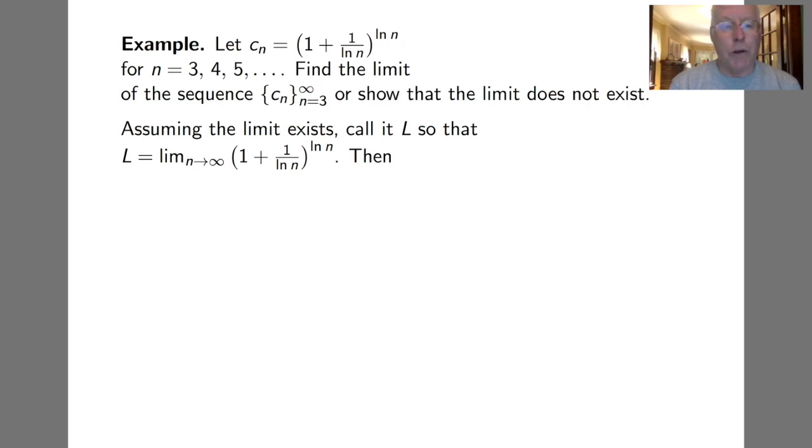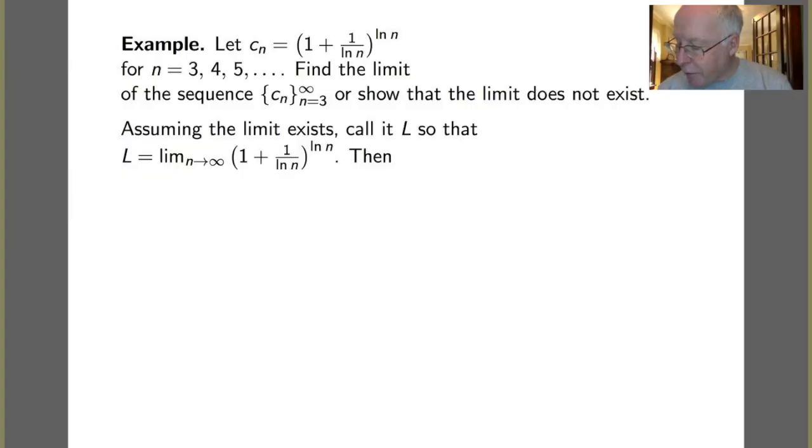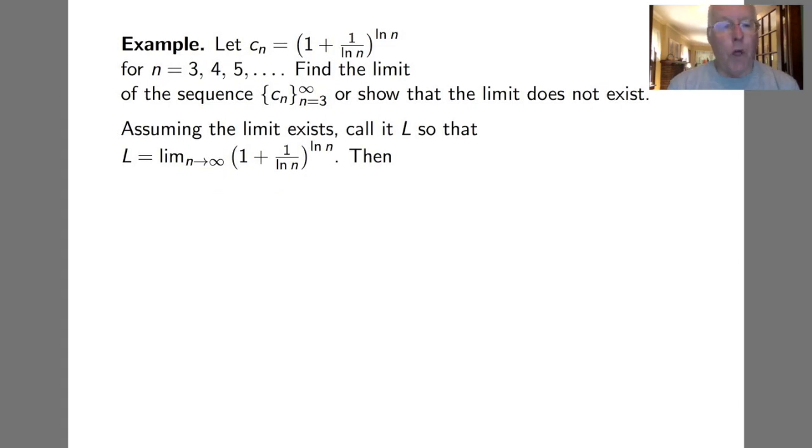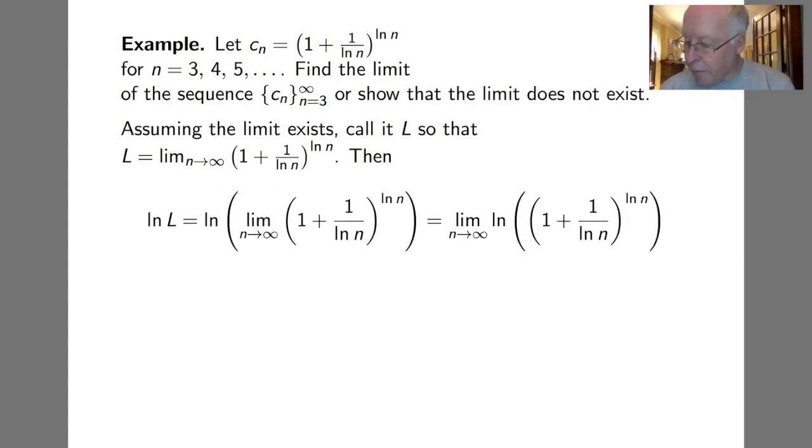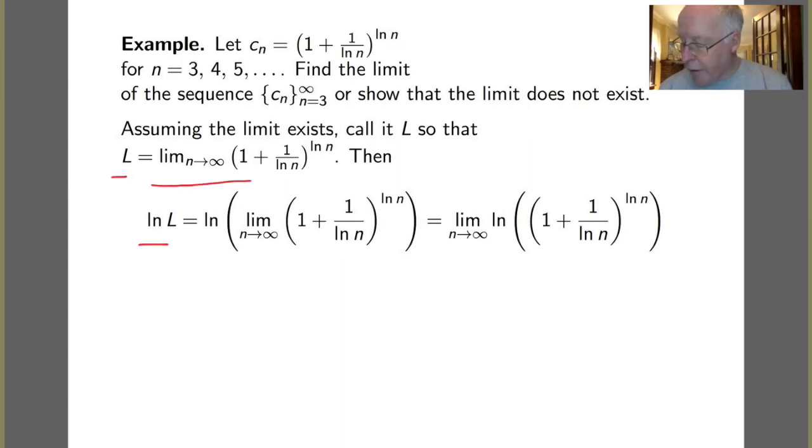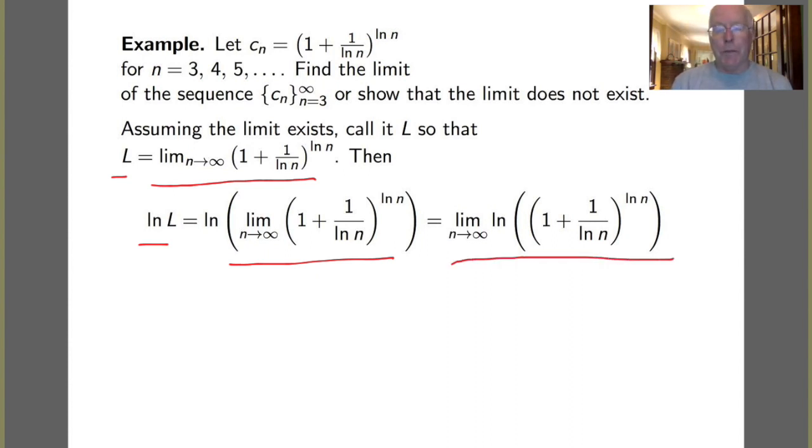We saw that one way to look at limits that involve exponential constructions like this is to take the logarithms of both sides. So if L is this limit as n goes to infinity of (1 plus 1 over log n) to the log n, then let's take the log of both sides. So the log of L is equal to the log of this limit. And because log is continuous, we can actually interchange the limit and the log to get this expression. So our log of L is found by taking the limit of the log of (1 plus 1 over log n) to the log n.